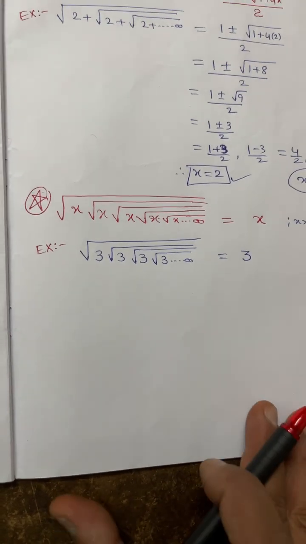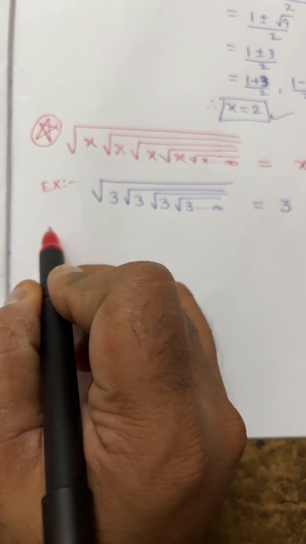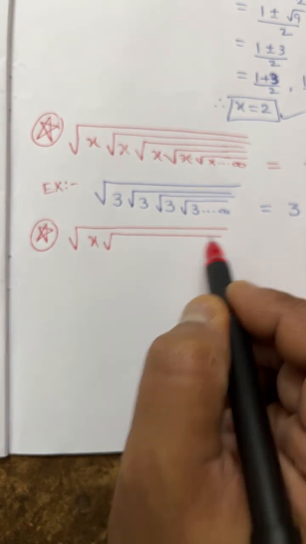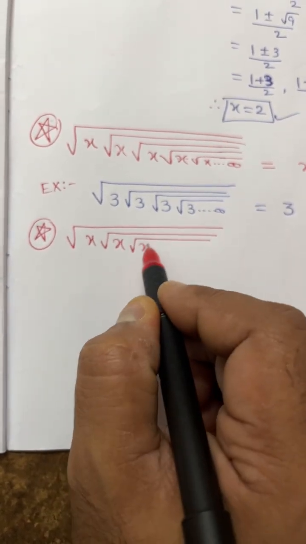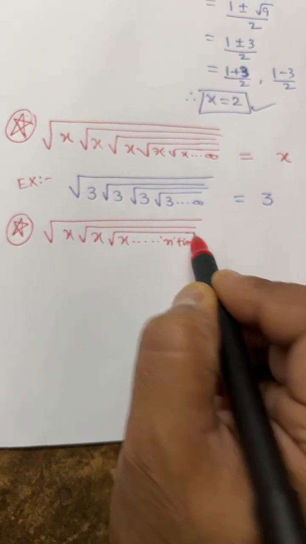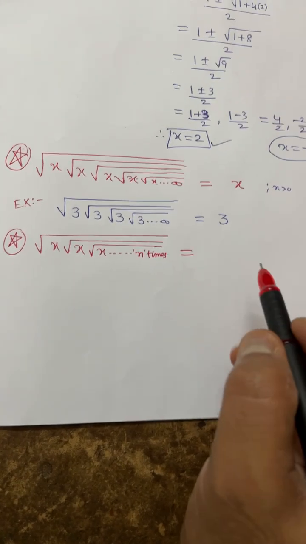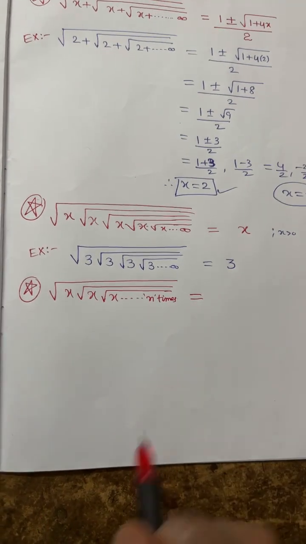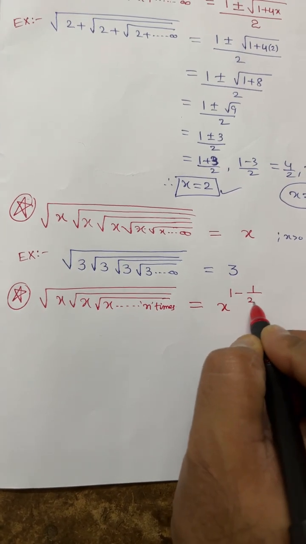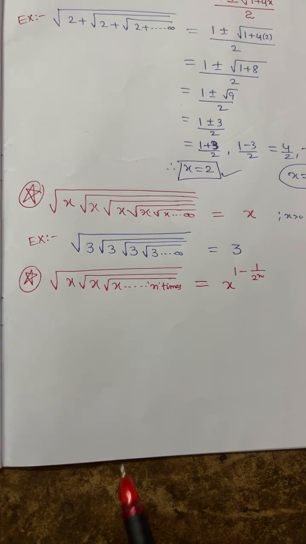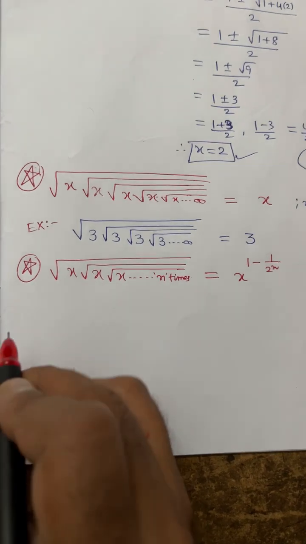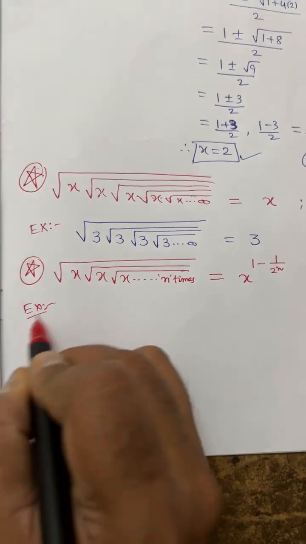We can take it like this. Suppose the same thing, if it is n terms, square root of x into square root of x into square root of x into and so on n times. So what is the answer? The answer is x power 1 minus 1 by 2 power n. So you remember, dear students, I will give an example also here.